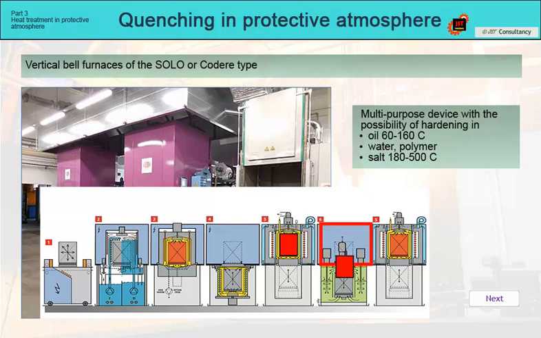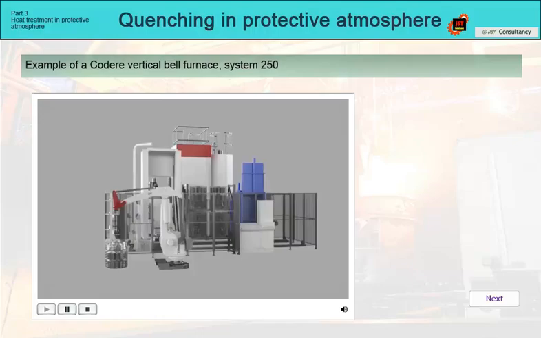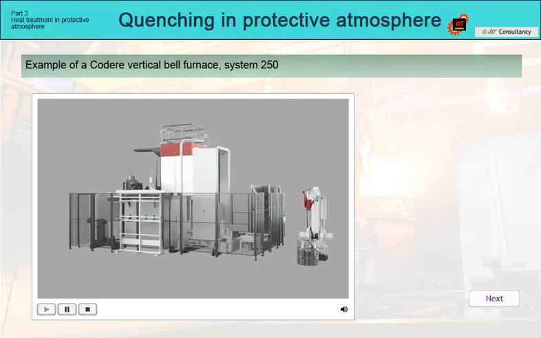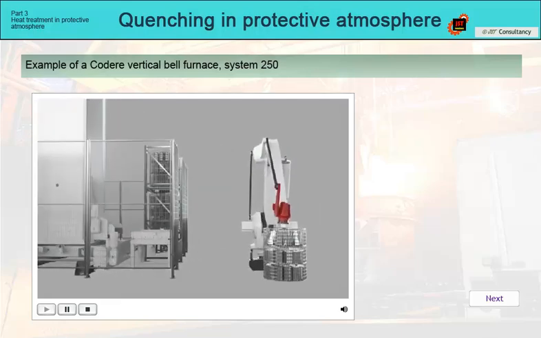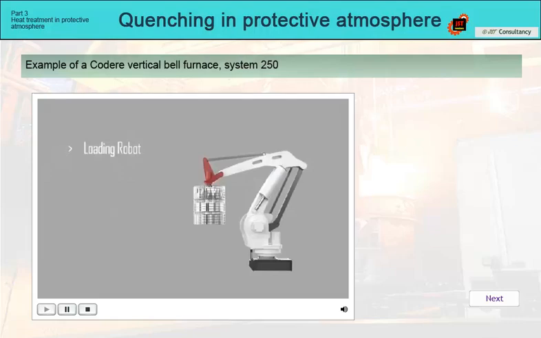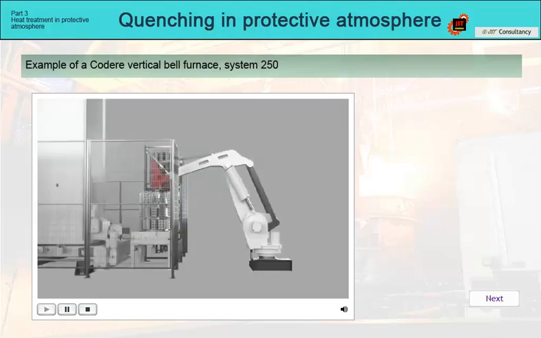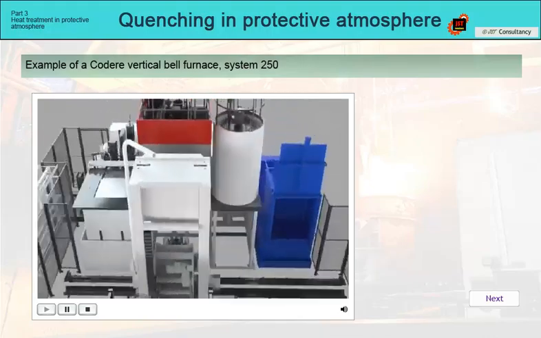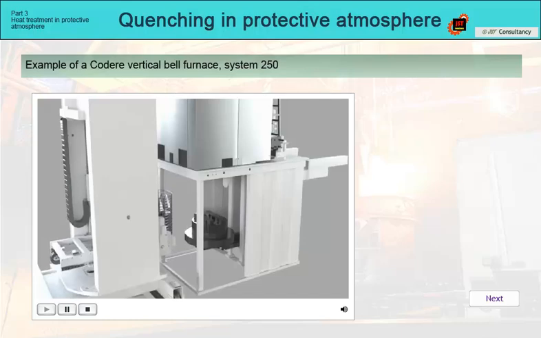The equipment can make hardening, carburizing, carbonitriding, but modules for nitriding or nitrocarburizing or chambers for annealing processes can also be added. This video shows another example of the device. This is a vertical solution for a furnace for hardening under a protective atmosphere from the Codere company with the designation System 250. The line consists of one high-temperature chamber for heating to the quenching temperature or for carburizing, a washing machine, and a tempering furnace.